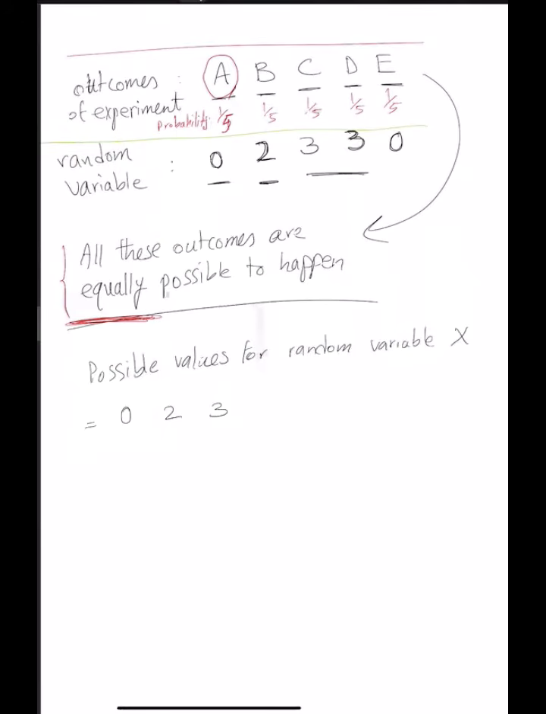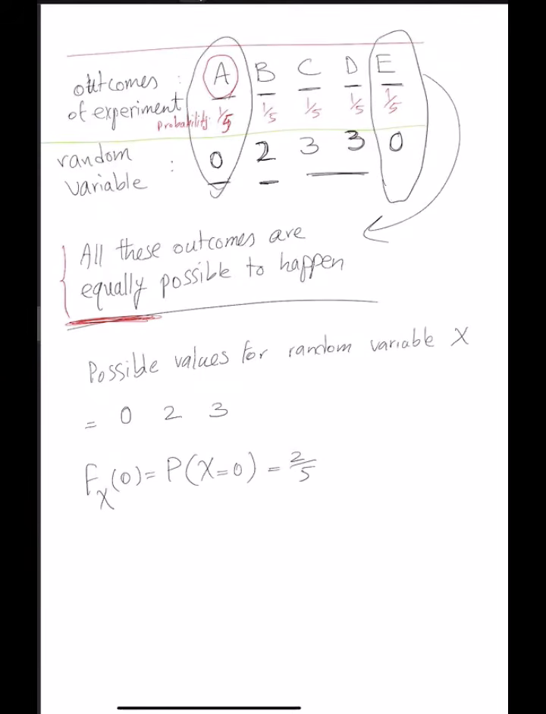Then I'm asking you, what is the probability that I observe value of 0? Two over 5? 2/5, because we observe 0 when A happens or E happens. Then the probability of random variable getting the value of 0 is when A happens or E happens, and each one of them has 1/5 chance of happening. So we observe 0 with a chance of 2/5.